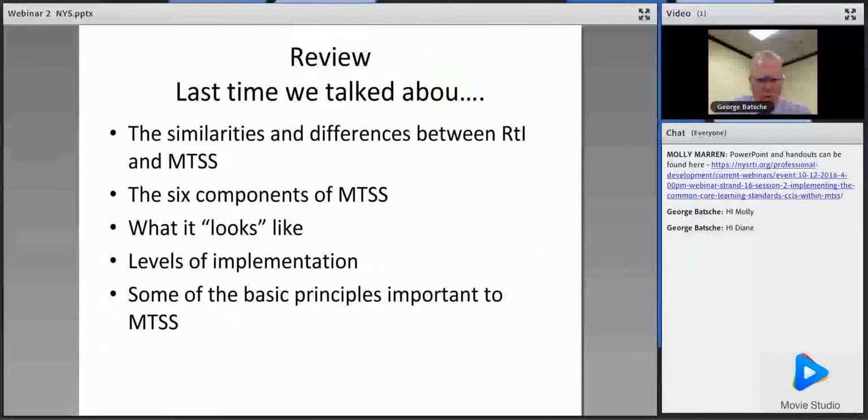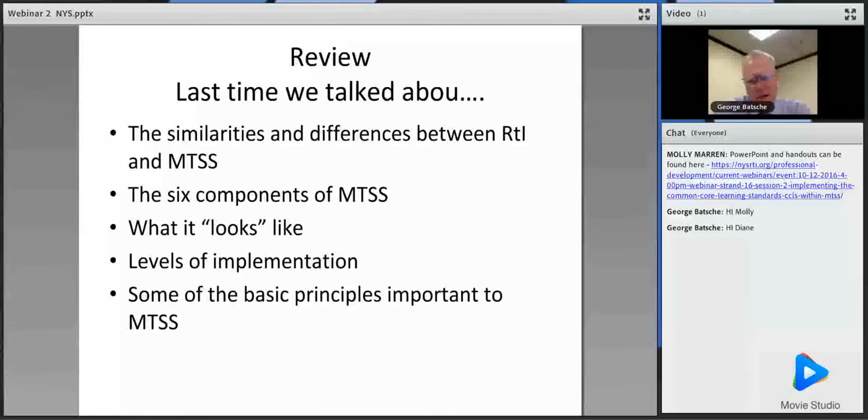So just by way of review, last time we talked about the similarities and differences between RtI and MTSS. We introduced the 6 components of MTSS, talked a little bit about what it looks like, the different levels of implementation, and some basic principles that are important to MTSS.